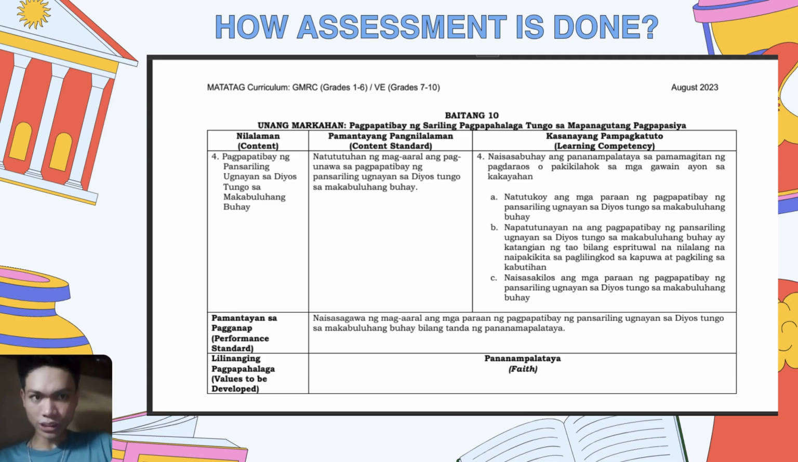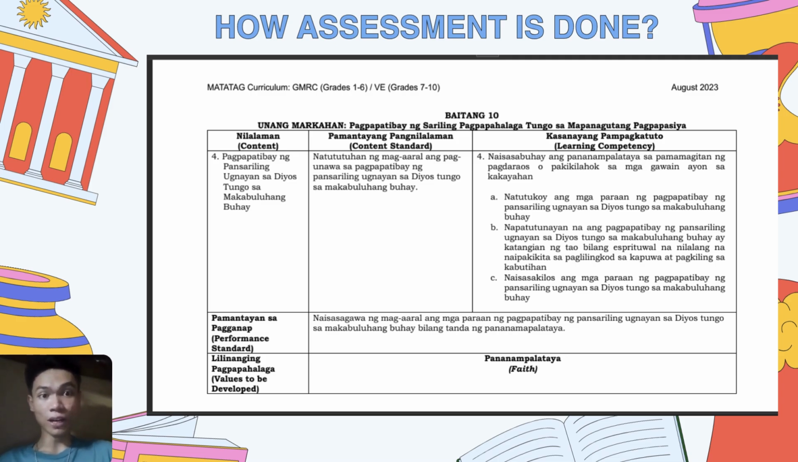Third is combined results. Each tool measures something different. The journal measures depth of reflection. The survey measures consistency of practice. And the observations measure real-life actions. When they are combined, they give a fuller and more accurate picture of students' growth.